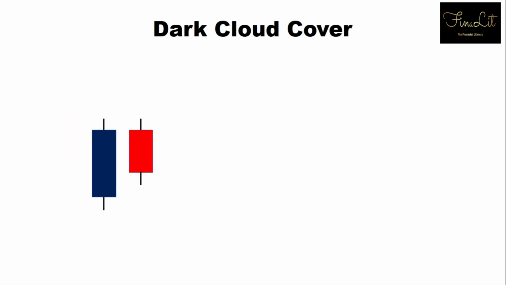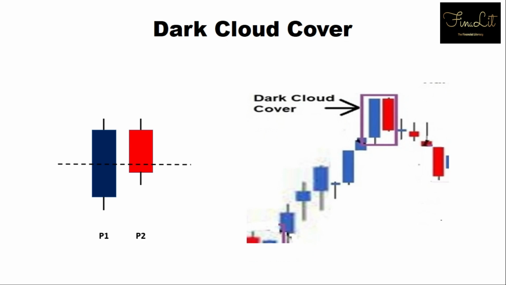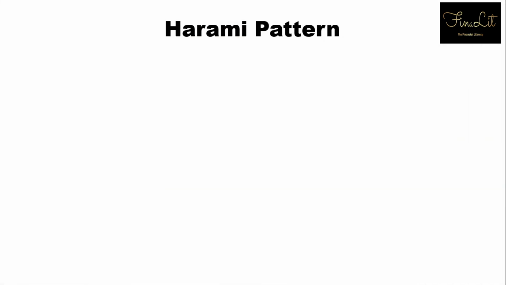Dark cloud cover. The dark cloud cover works similar to the bearish engulfing pattern, except that P2's red candle engulfs at least 50% and below 100% of P1's blue candle. The trade setup is exactly the same as the bearish engulfing pattern. Think about the dark cloud cover as the inverse of a piercing pattern.